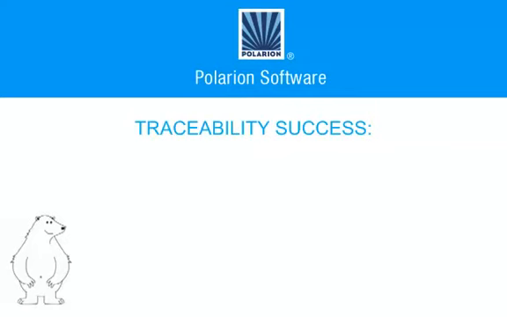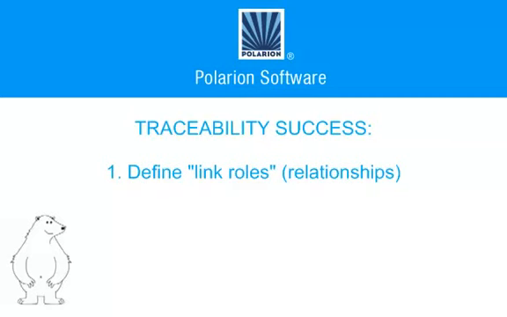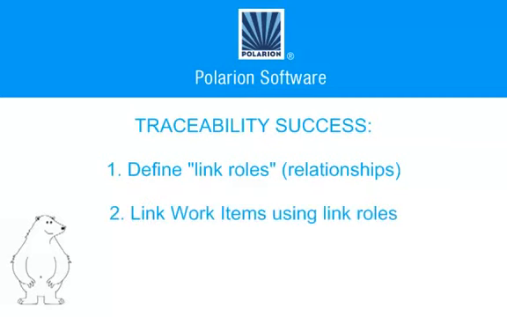The secret to success is in 2 main activities: defining the relationships that can exist between artifacts, which we call work items, and linking work items day to day as they're processed using the correct relationships, which we call link roles.